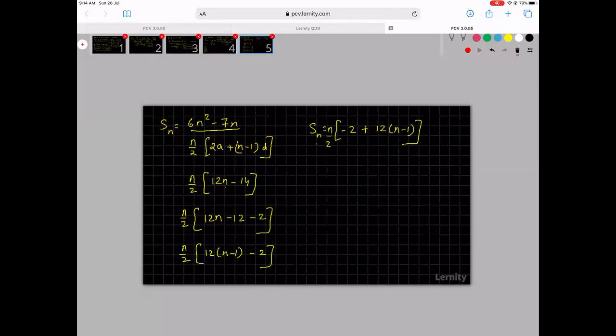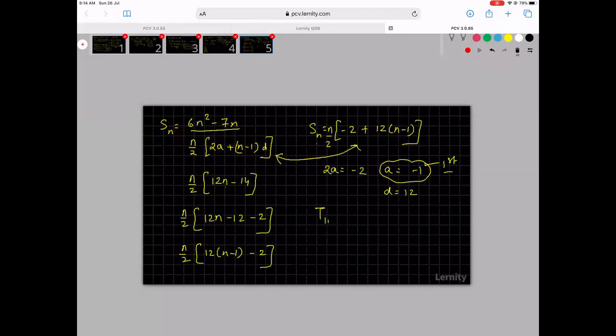So now I compare these two. When I compare these two, what is 2a equal to? 2a is equal to minus 2. So what is a equal to? Minus 1. What is this minus 1? That is the first term of the sequence. Then what is d equal to when I compare these two? d is obviously equal to 12.